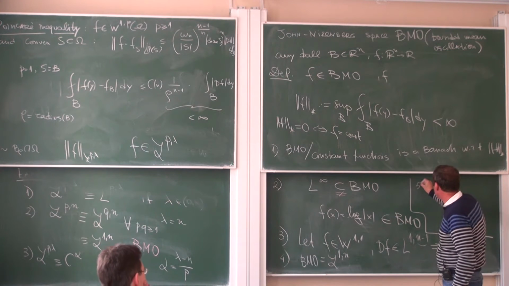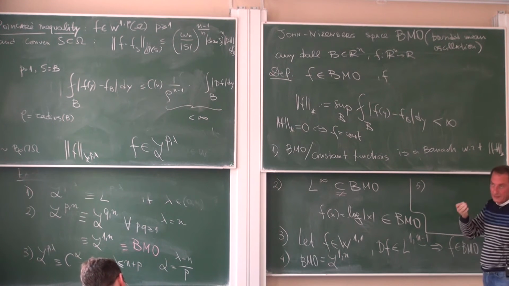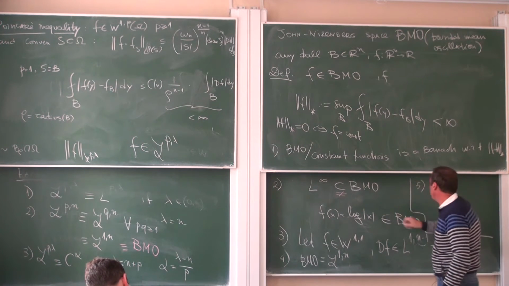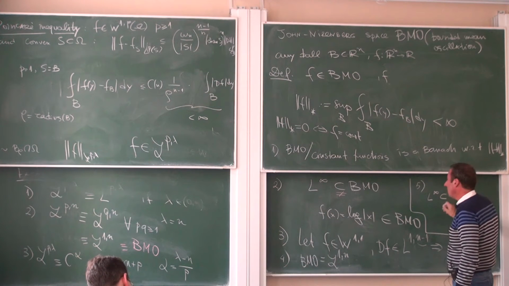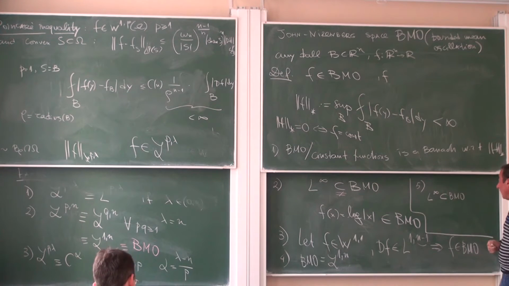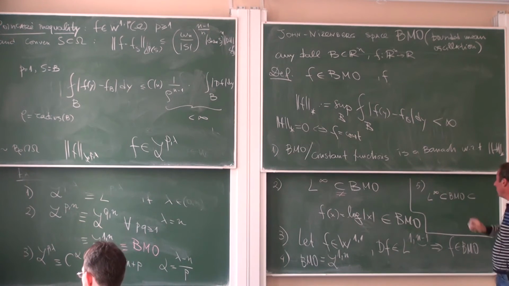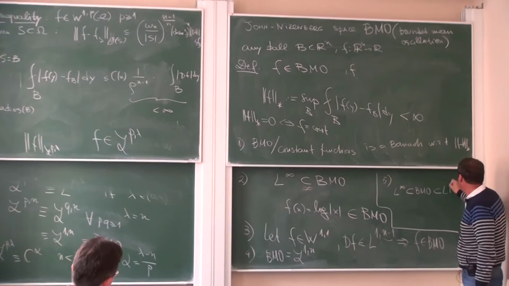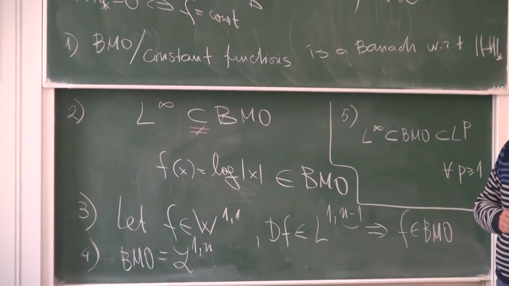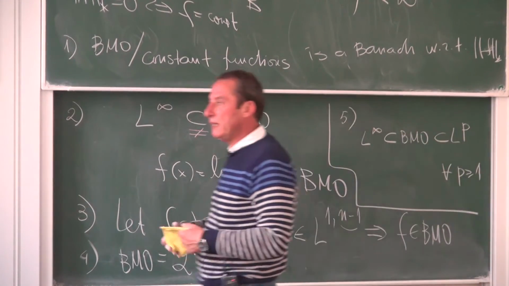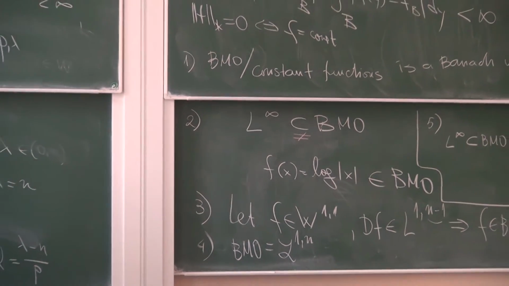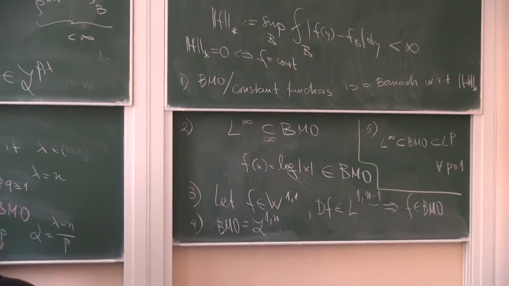Well, the last property, at least the last in order to understand better these spaces: we have already seen that L infinity is included in BMO. The last property says that BMO is included in L^p for each p greater than or equal to 1. So in some sense, BMO is some space intermediate between L infinity and each L^p with finite p.